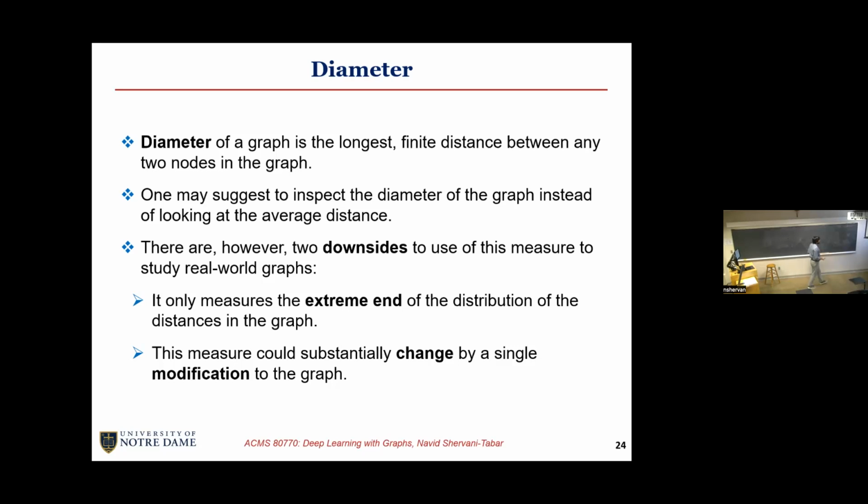The other problem is that this can be affected very much by a slight change in the graph. So for instance, you add a node in the graph and this diameter can significantly change. Or you remove a node and this diameter can significantly change. So this won't be able to give you an indication of the average behavior of the graph because it's really sensitive to modifications in the graph.